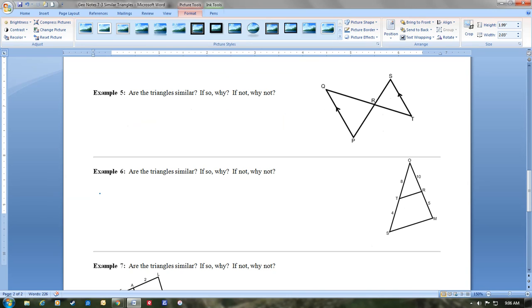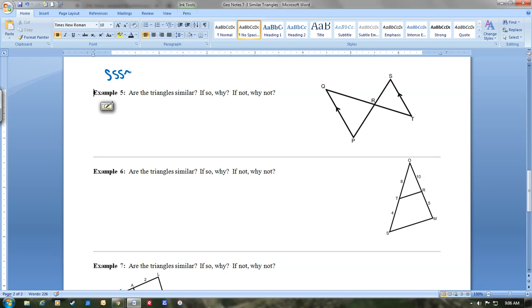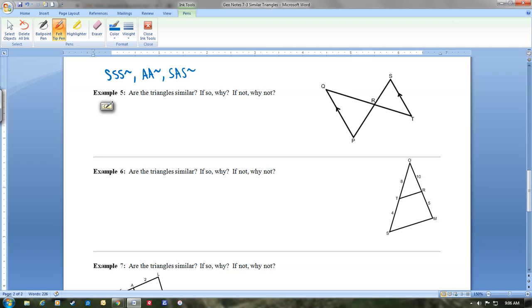Number 5, are the triangles similar? If so, why or why not? Now remember, for similarity, we either have side, side, side similarity, or we have angle, angle similarity, or side, angle, side similarity. Let's look here. If we have parallel sides, we know that alternate interior angles are congruent. So let's just mark up our picture. So we are familiar with the transversal being a different color. So now I know that by the alternate interior angle theorem, we have red and blue angle is congruent to red and blue, and green and red is congruent to green and red.